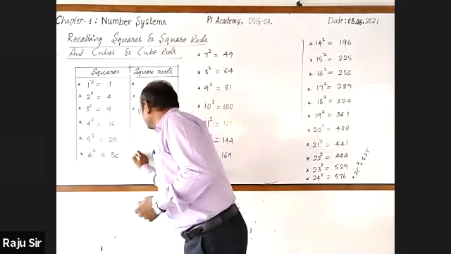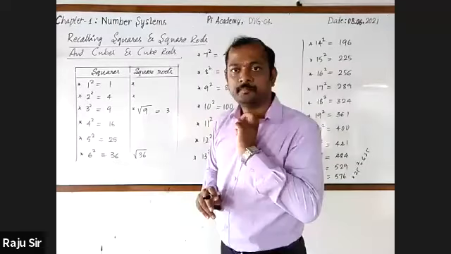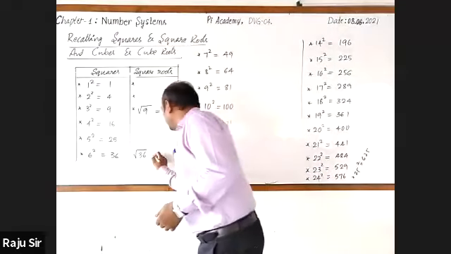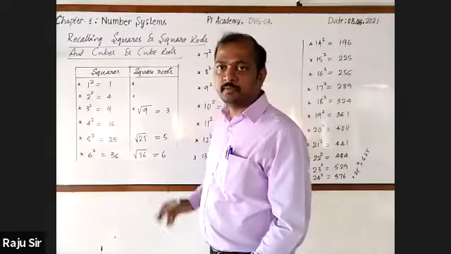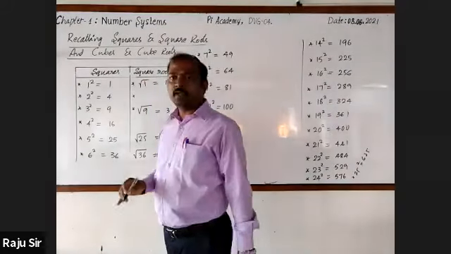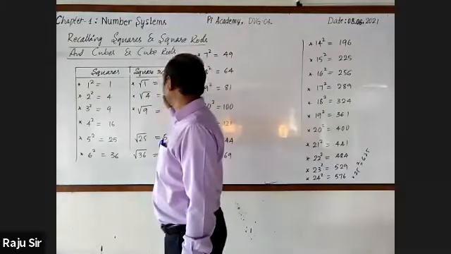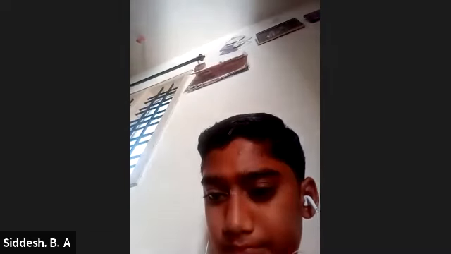Samarth MV, what is the square root of 36? 6. Very good. What is the square root of 25? 5. Yes, write the remaining yourself. Go and write it. The square root of 1 is 1. The square root of 4 is 2. The square root of 16 is 4. Continue up to here.